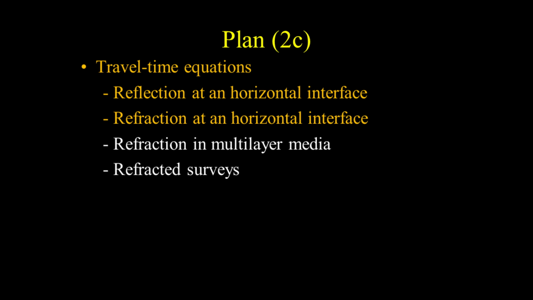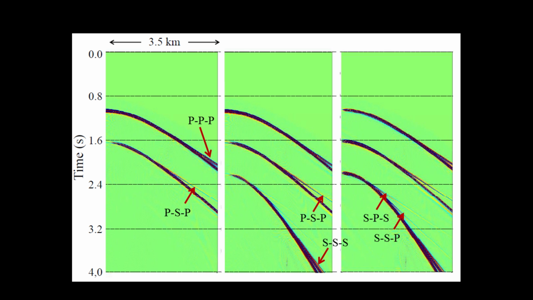Now, let's talk about refracted waves at the horizontal interface. Here are examples of refracted waves for PPP, PSP, PSS, SPS, and SSS. Notice that the refracted waves do not start at zero offset like reflected waves. We are going to derive a formula that is valid for all of these cases.